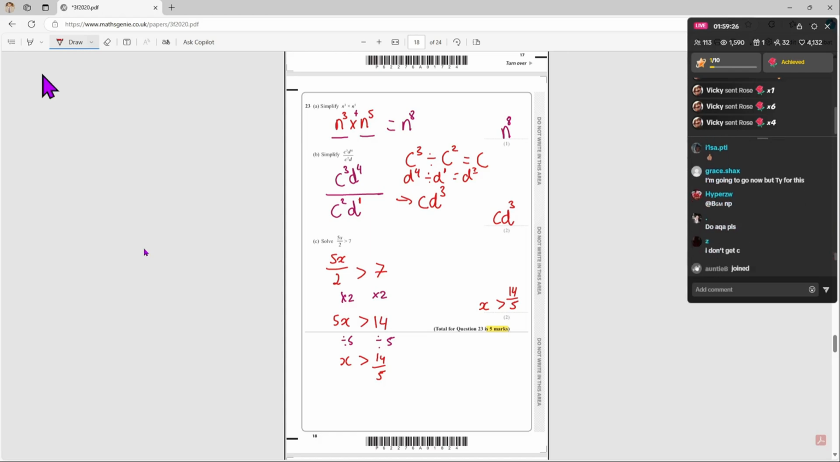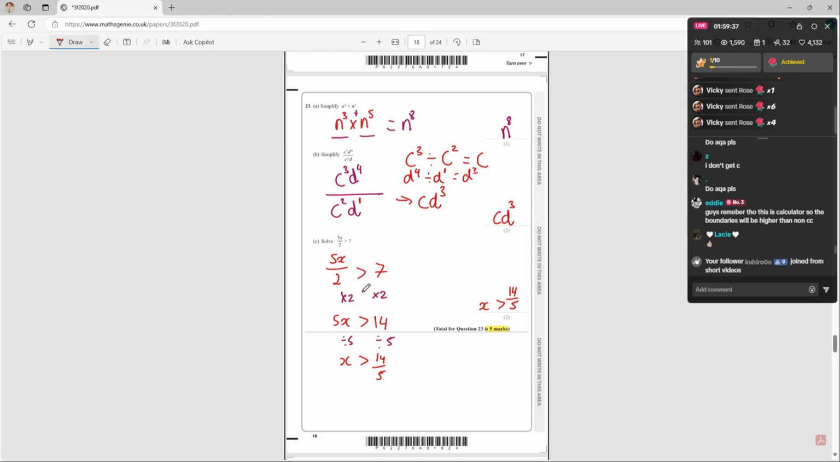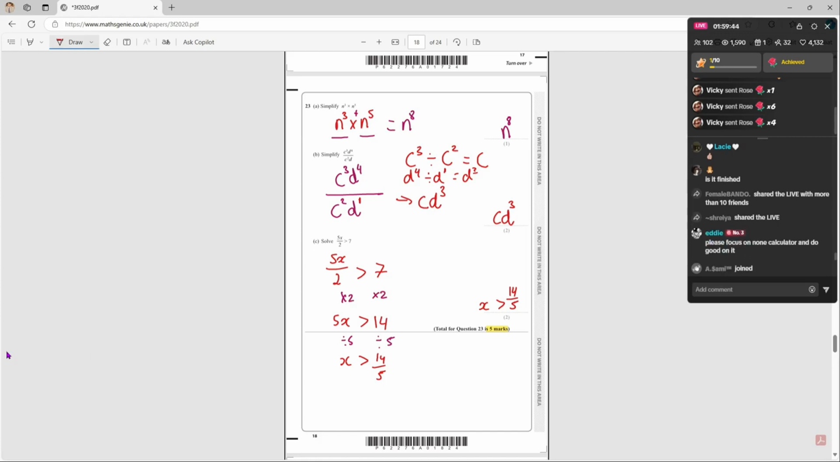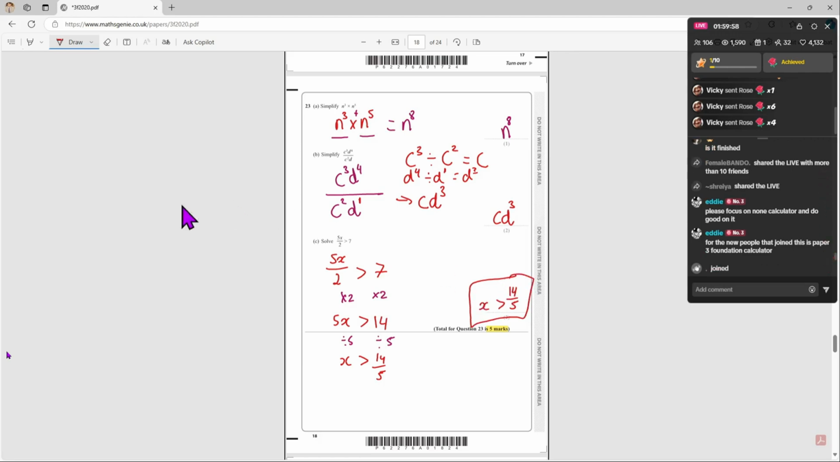So you don't get question C. Basically, this is the same thing that you would solve like normal equations. You would imagine that this is an equal sign, and then you would multiply by 2 on both sides to get 5x is greater than 14. And then you would divide by 5, which will get x is greater than 14 over 5. You just leave it like that, because with inequalities, you leave your answer like this, okay?